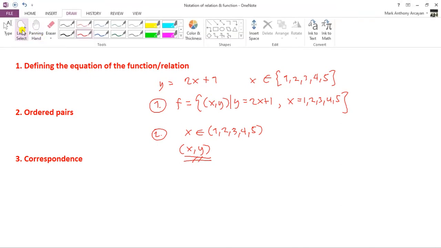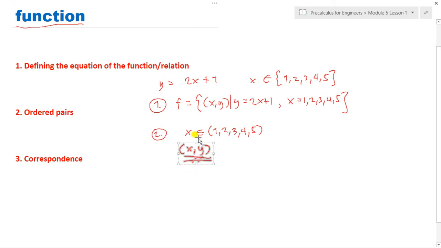Okay, so exactly. We need to substitute the domain, or the values of our x, into our function, which is y equals 2x plus 1, in order to have an ordered pair. So here we have f is equals to open bracket, and then the first pair. The first pair we have x equals to 1, the second is 2, next is 3, next is 4, and the final one is 5, then close bracket.